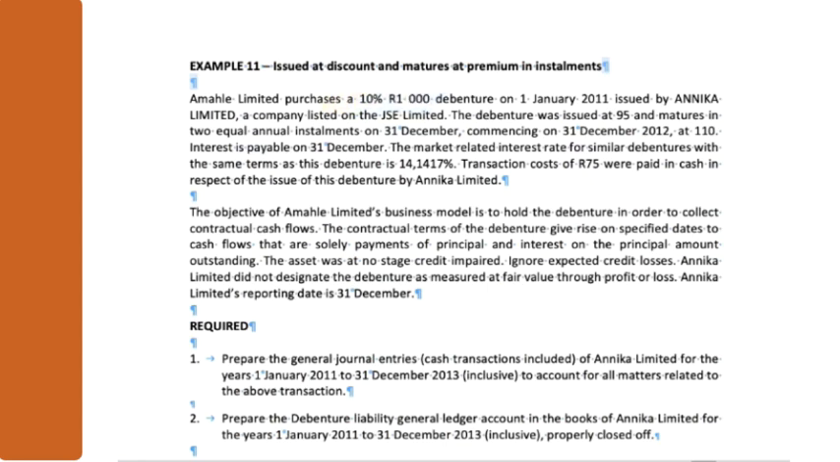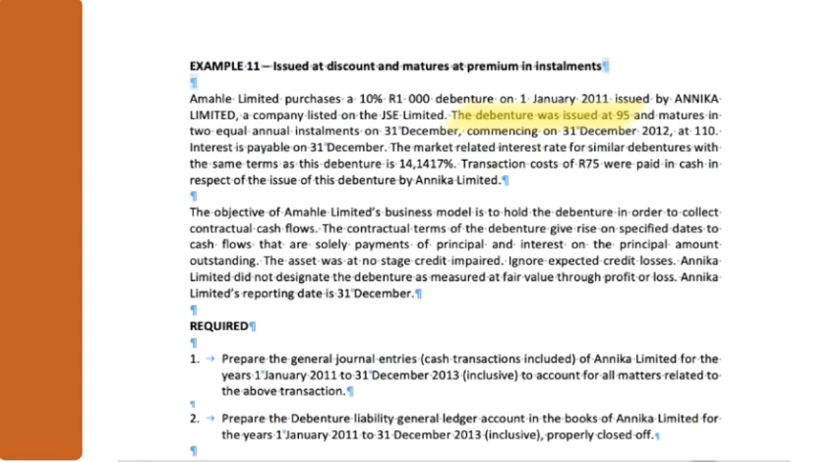They are listed on the JSE. The debenture can be issued either at the nominal value or the par value of 1,000 Rand. It can also be issued at more than the nominal value. Then we say it is issued at a premium, or it can be issued at less than the nominal value. Then we say it is issued at a discount. So in this case, the debenture was issued at 95. What does that mean? It means it was issued at 95% of the nominal value.